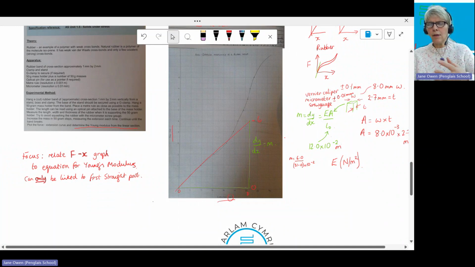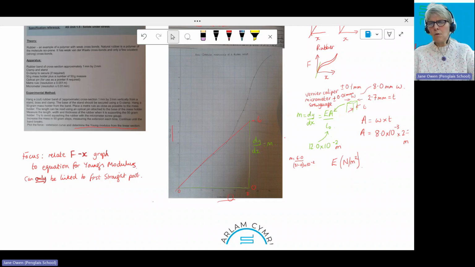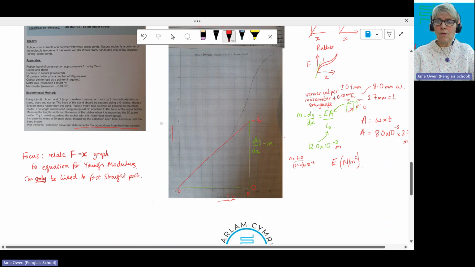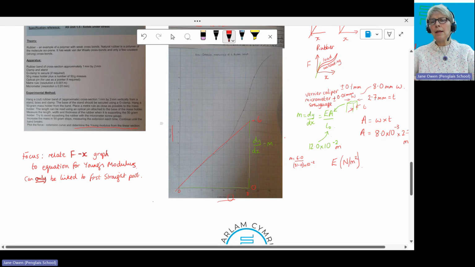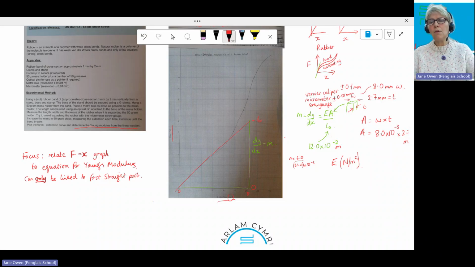And as an extension to this, and you might do this in your course, you will have to do the force against extension for loading, and then you can do it for unloading. And then to further this even more, another graph skill that you will need is to work out the area underneath that graph. And the area underneath that graph is the amount of energy stored in loading up, and the amount of energy stored per unit volume on unloading.